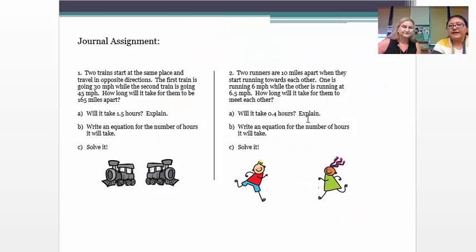Have the journal assignment. Keep in mind your formula and also keep in mind which direction both persons are going, and you should be able to solve 1 and 2.